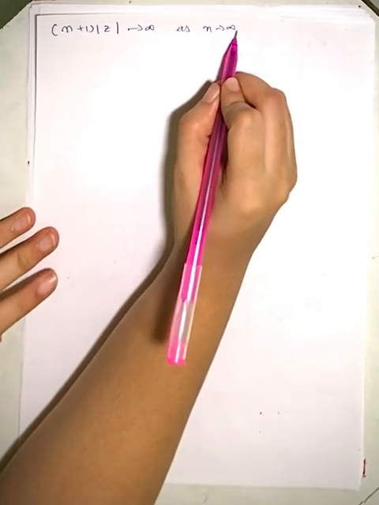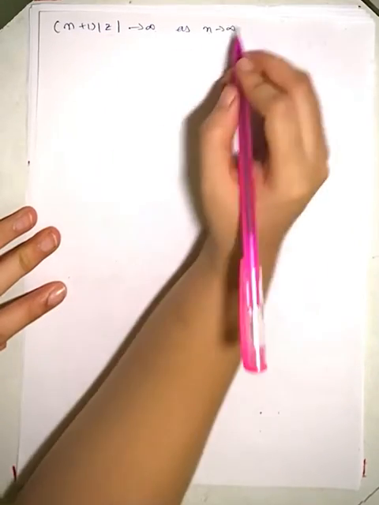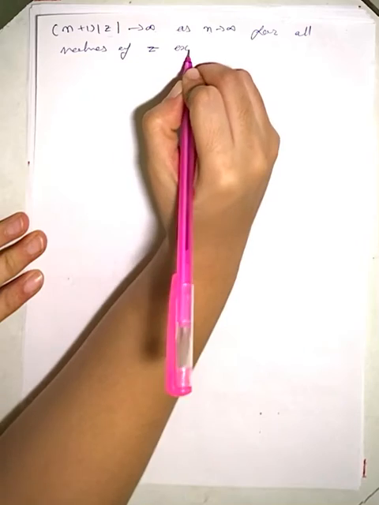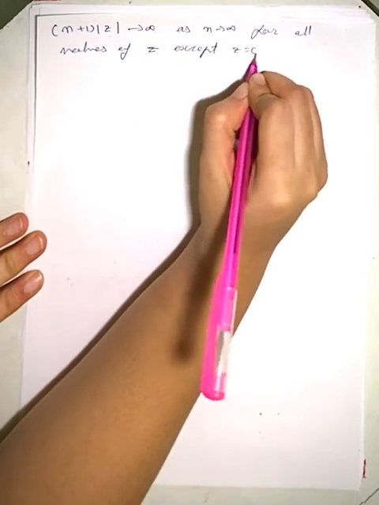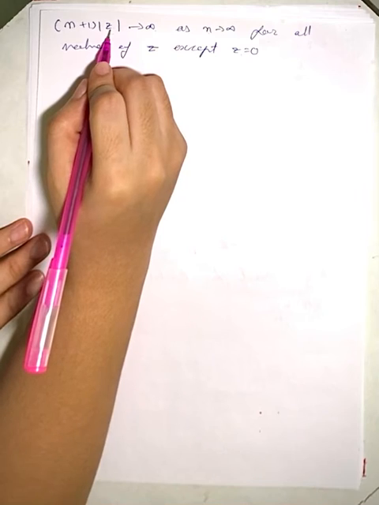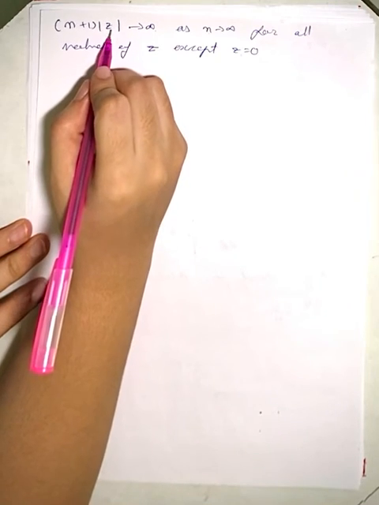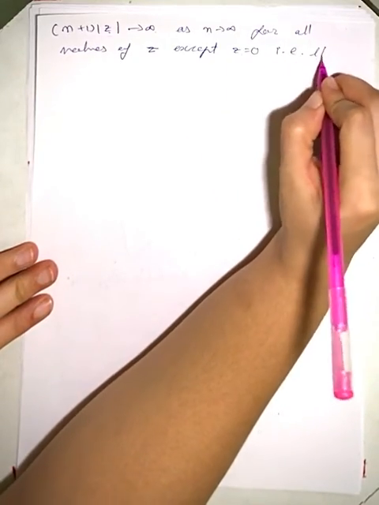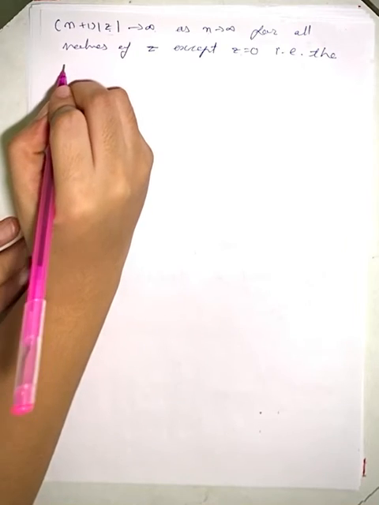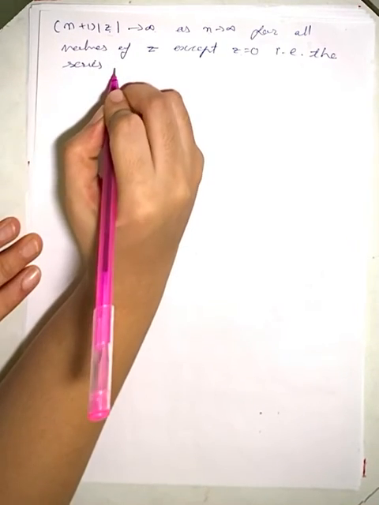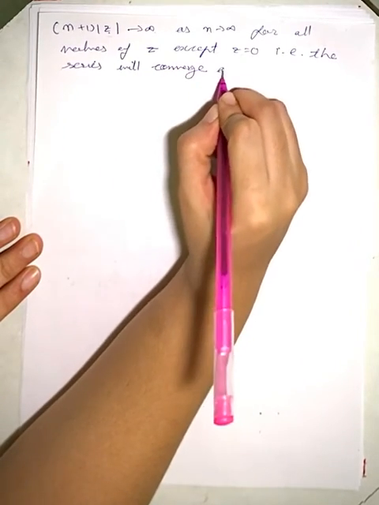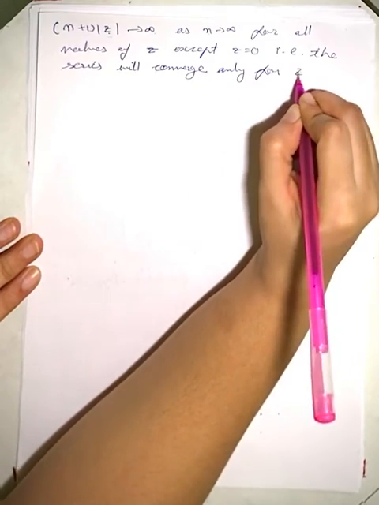So when n tends to infinity, this whole term will tend to infinity for all values of z except z equals 0, because if z equals 0, then your answer will be 0, and if that is 0, that means the series is convergent. So that means the series will converge only for z equals 0.